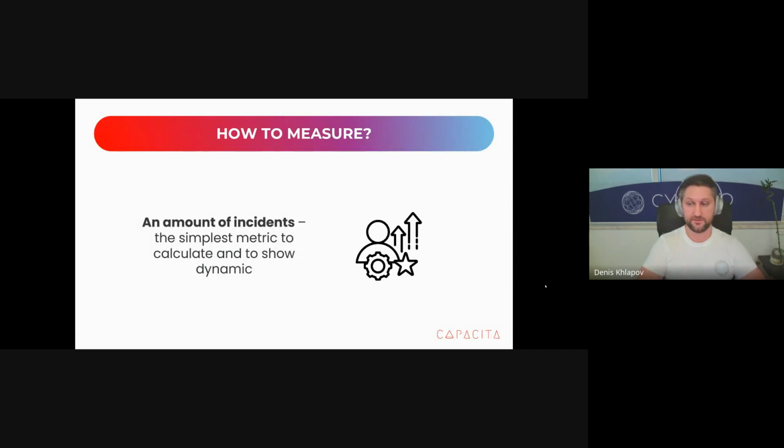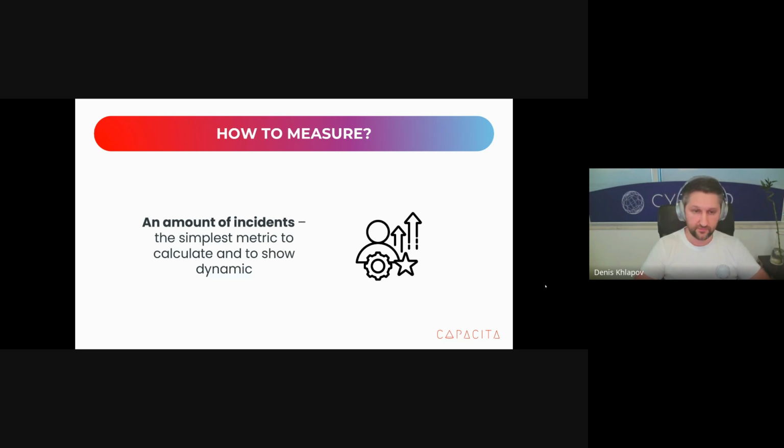So, the easiest way to understand that we're effective, and almost everyone measures this metric, is the amount of incidents. It's a very simple metric, but here we'll stop for a while. First of all, we are talking about incidents, not tickets. Because analysts always open tickets if they see some suspicious events or receive alerts from security tools.